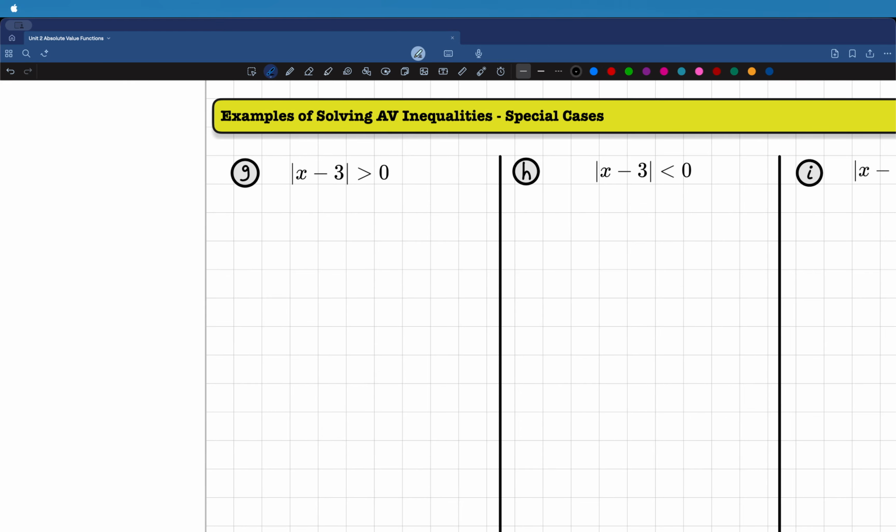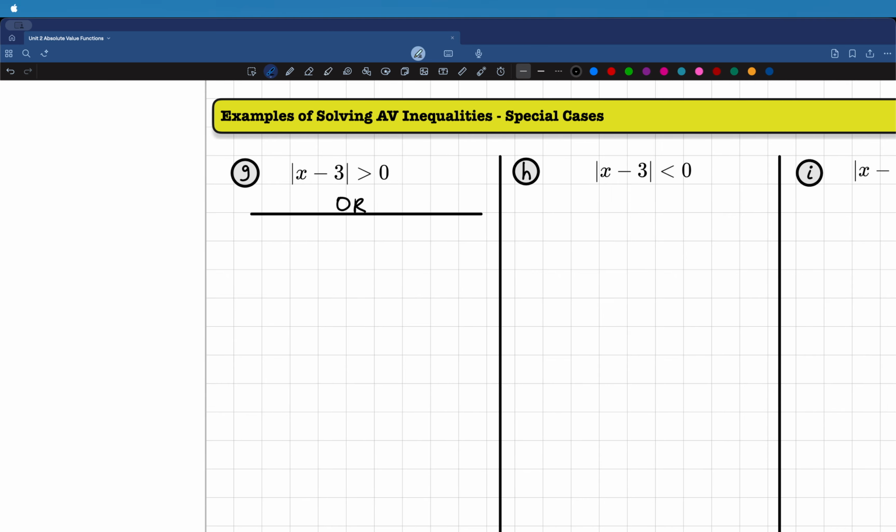Okay, welcome back. This is example G for solving absolute value inequalities. These are the special cases. So example G is going to look at what you do when you're looking for the absolute value of a number that's greater than zero. Anytime you have greater than zero, this is what we call the OR condition. And so we're going to consider two cases, just like we did in all the other examples.